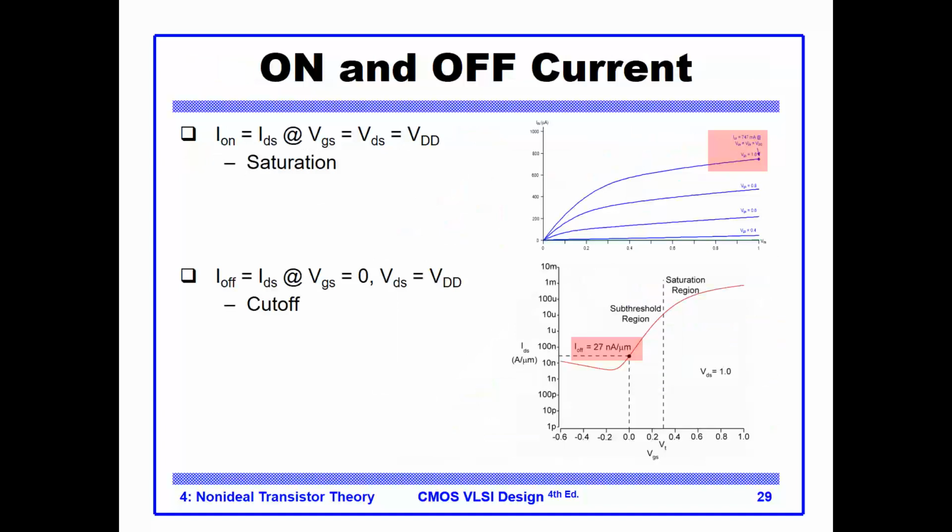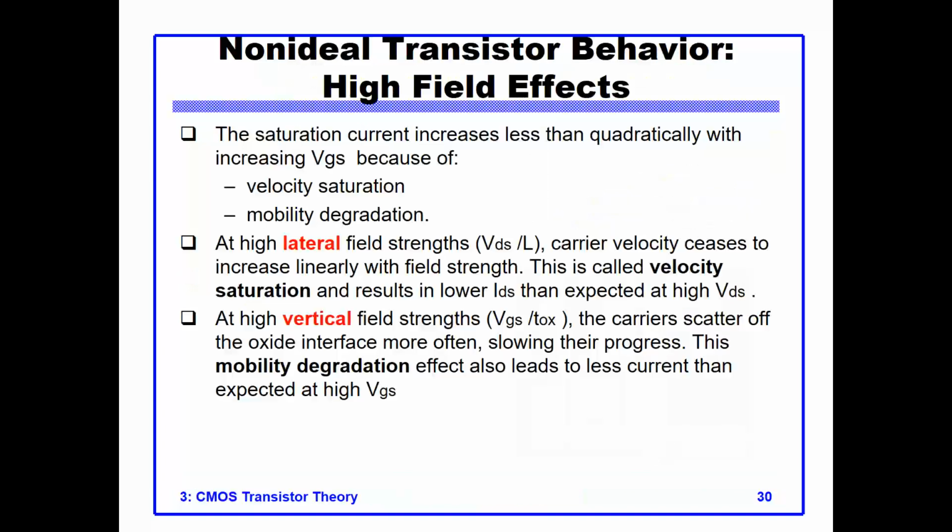Now, of course, this is showing the saturation and the off current, but let's just go to the definition right away. Velocity saturation and mobility degradation result from high field effects. What do we mean by high field effects? If you look at the transistor, this is the source, this is the drain, here you have the SiO2, and this is the gate.